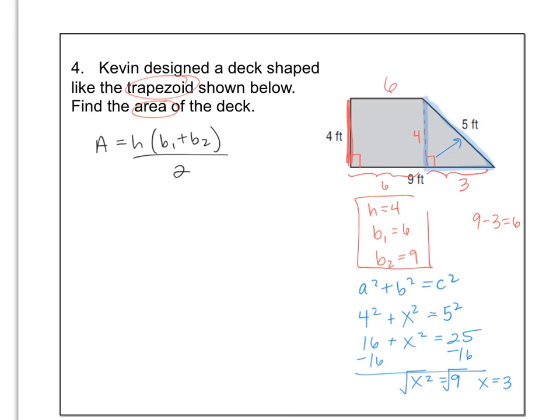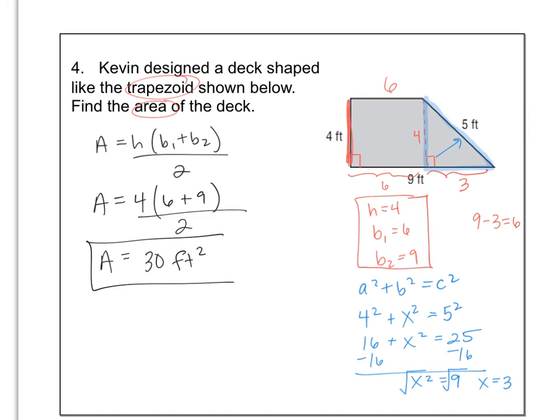Now we have all of the measurements we need for our formula. So go back to your formula. Area equals the height, which is the 4. Parenthesis, base 1 plus base 2. So the top is 6, the bottom is 9. So parenthesis 6 plus 9, and then divide by 2. Type this in your calculator. 4 parenthesis 6 plus 9, close the parenthesis, divide by 2, and you should get a nice number this time. It should be 30. And it's feet squared because it's area.